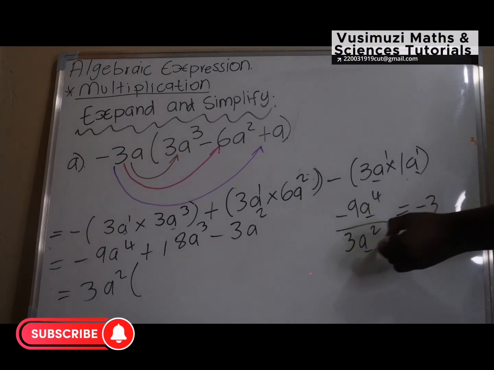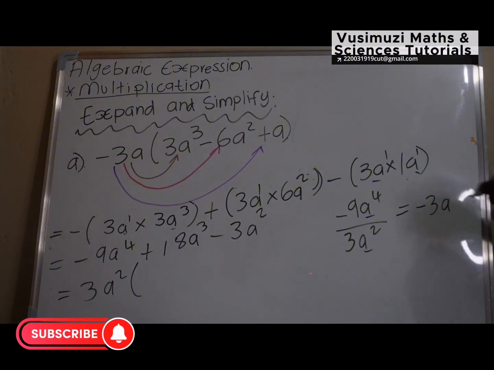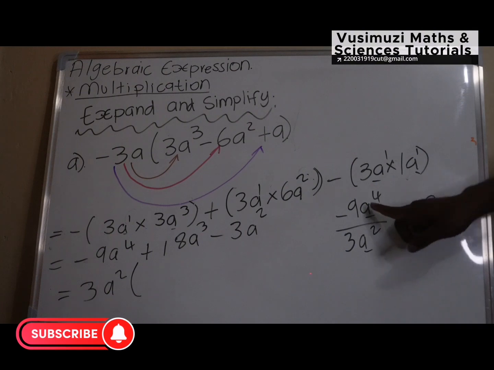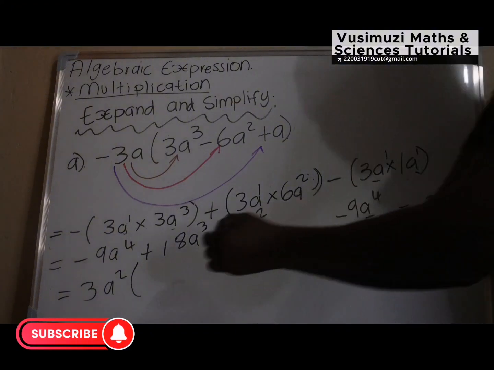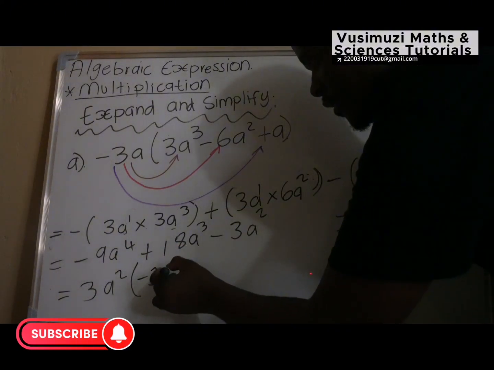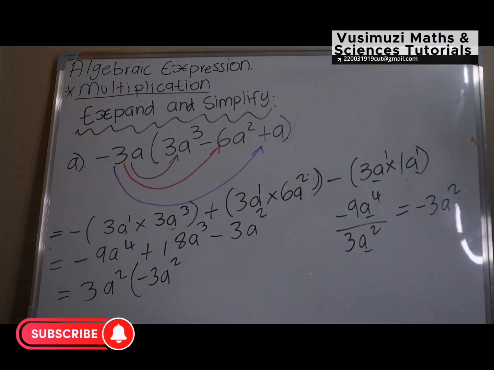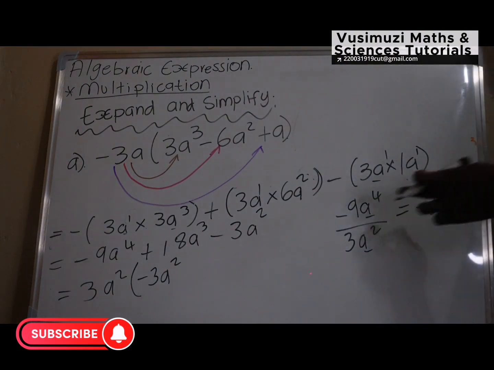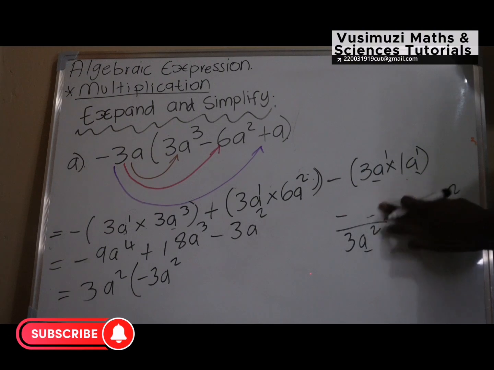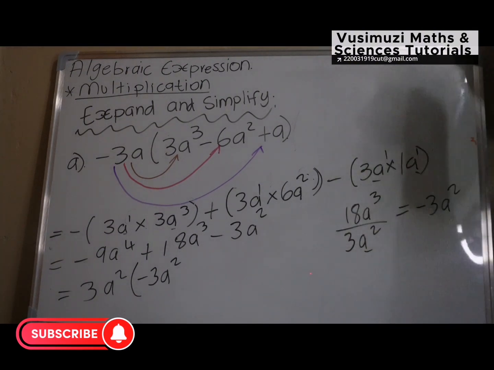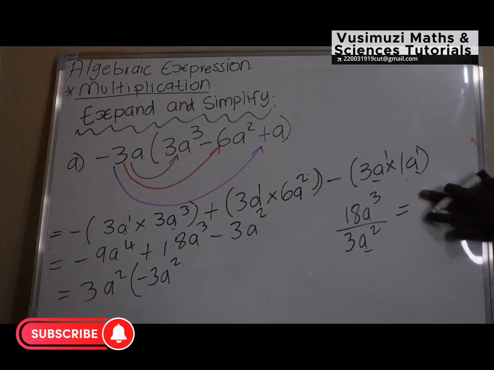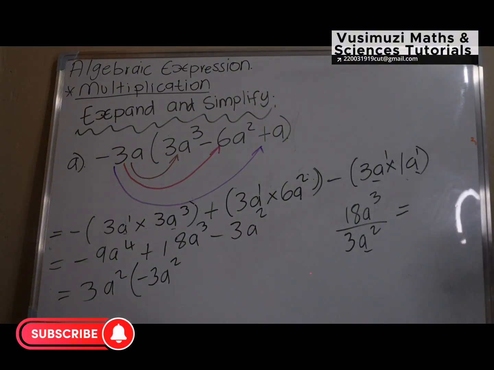Then A and A are like terms. You bring down the like terms. When you divide same bases, you subtract exponents. Therefore, 4 minus 2 gives you 2. Then you write it here, negative 3A squared. You come again to the second term, positive 18A to power 3 divided by our common factor. 18 divided by 3 is 6.